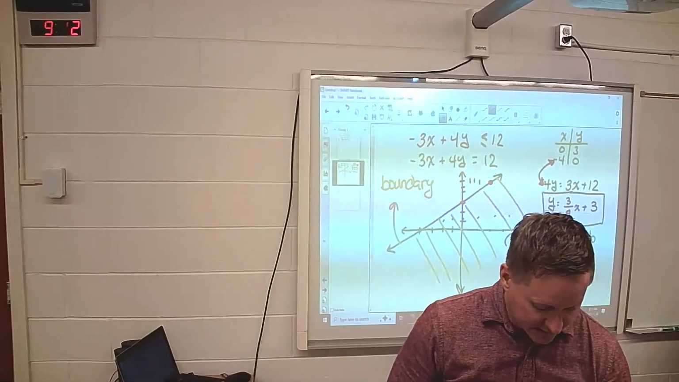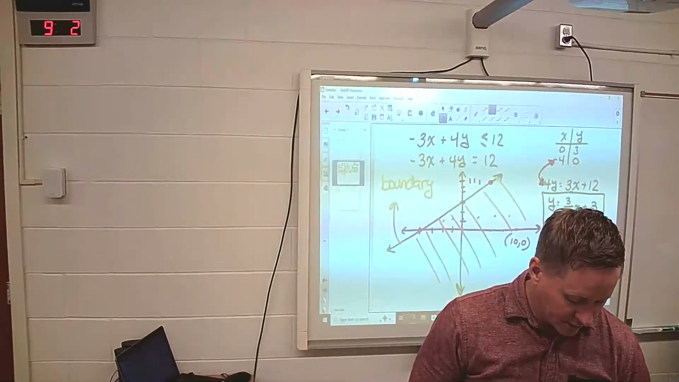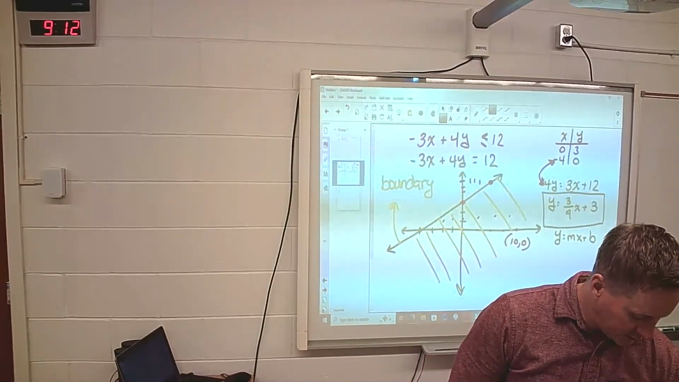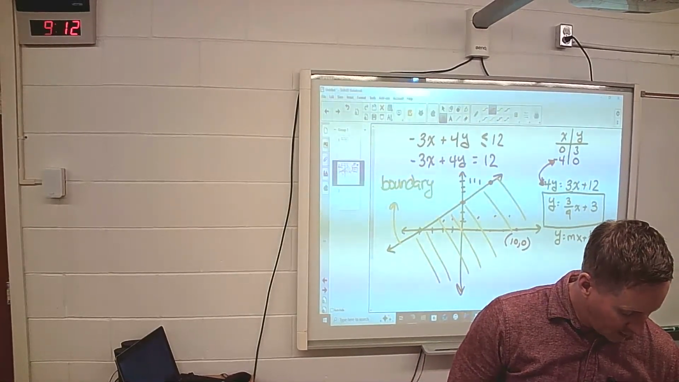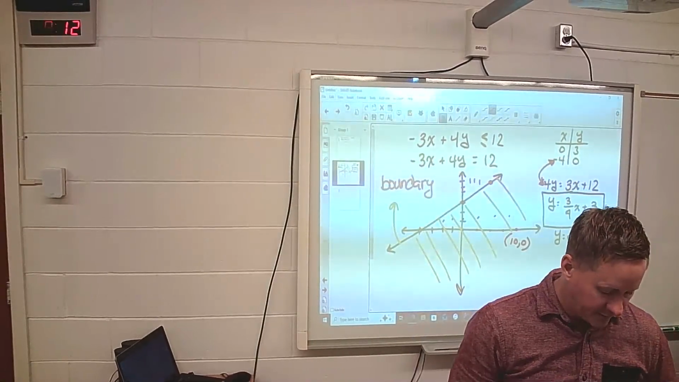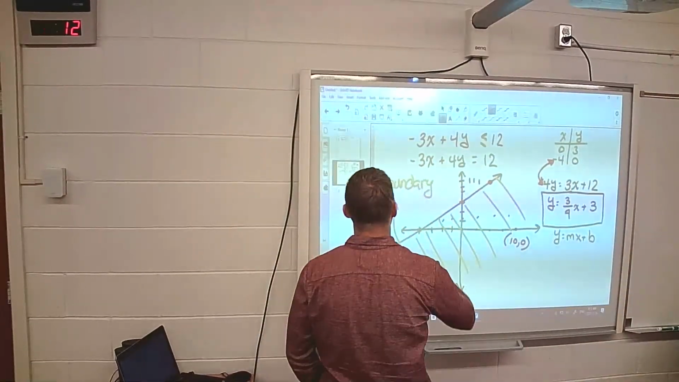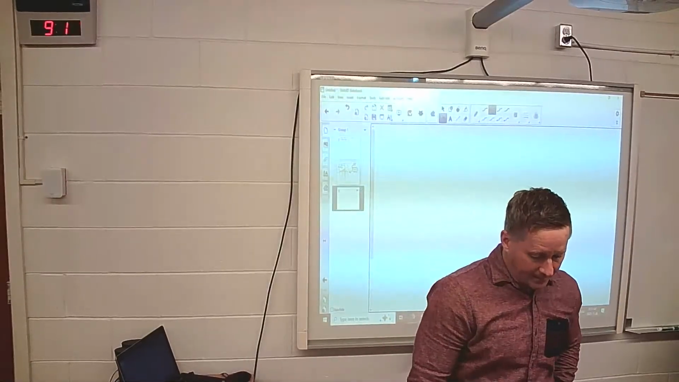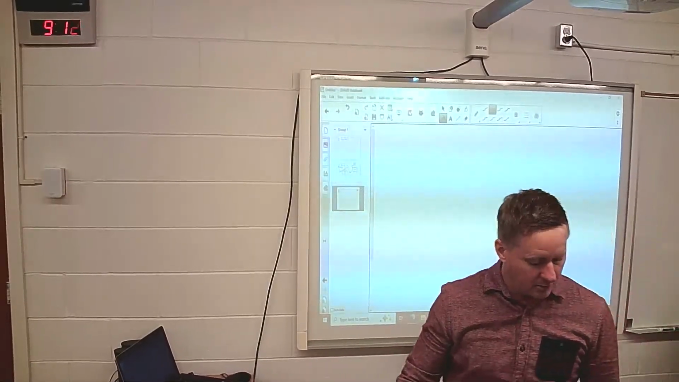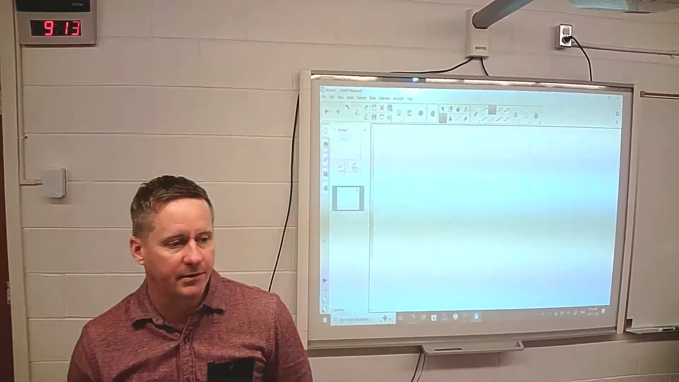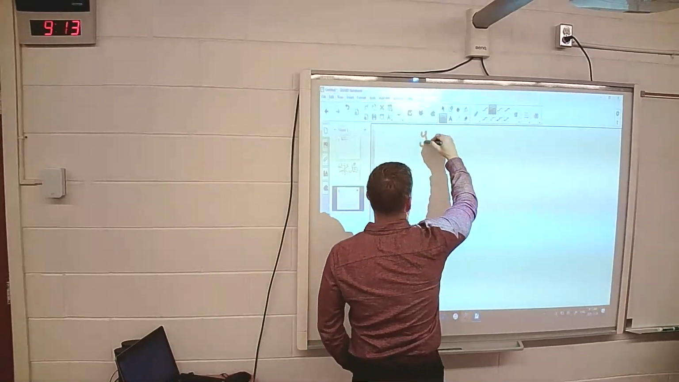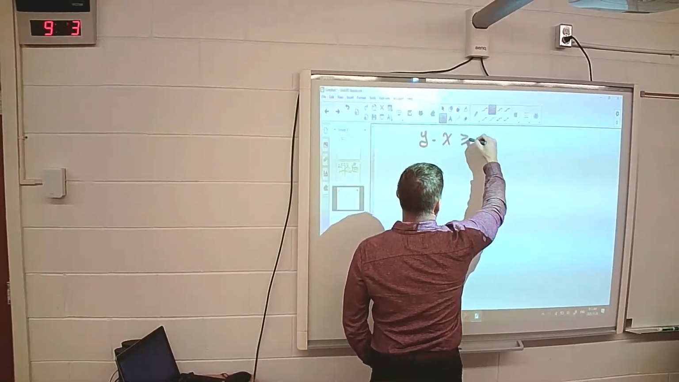Okay, let's look at this second question on page 149. Actually, no, let's skip that. Let's go to question 1 on page 50. All right, I'm going to go through these and graph them with you. Okay, so the first one is this. Y minus x is greater than or equal to 10.